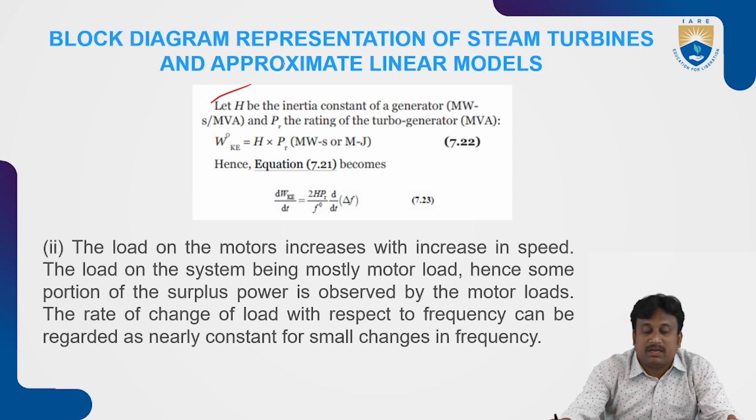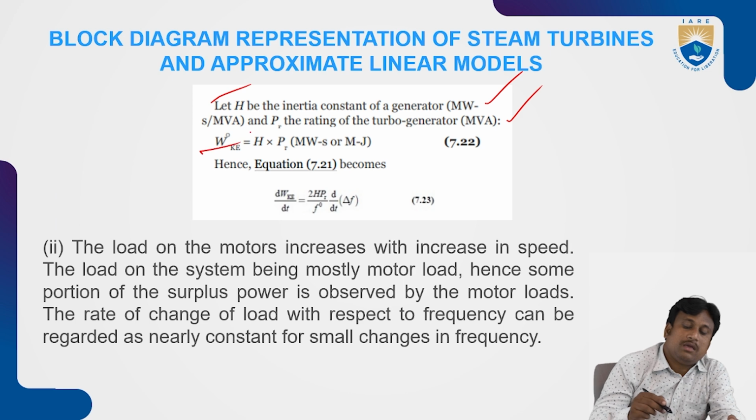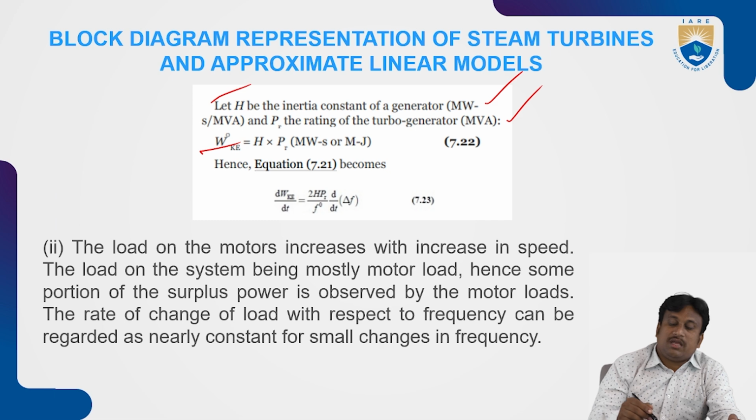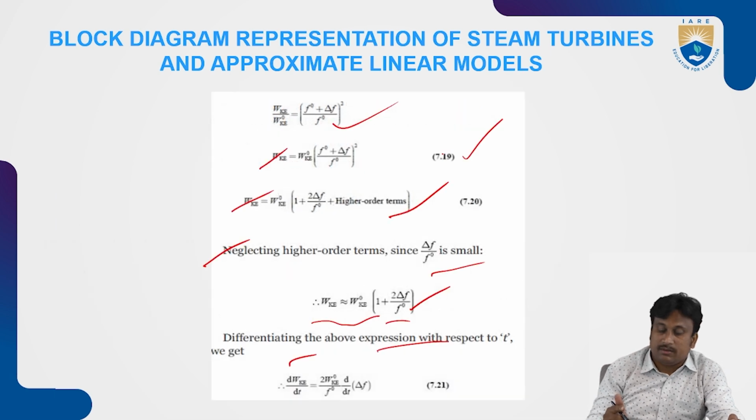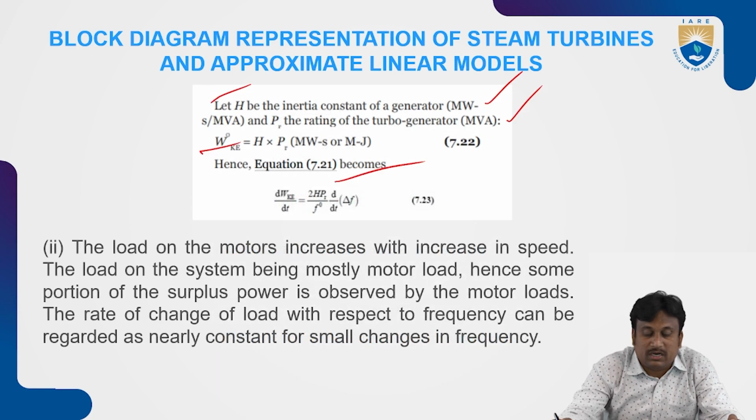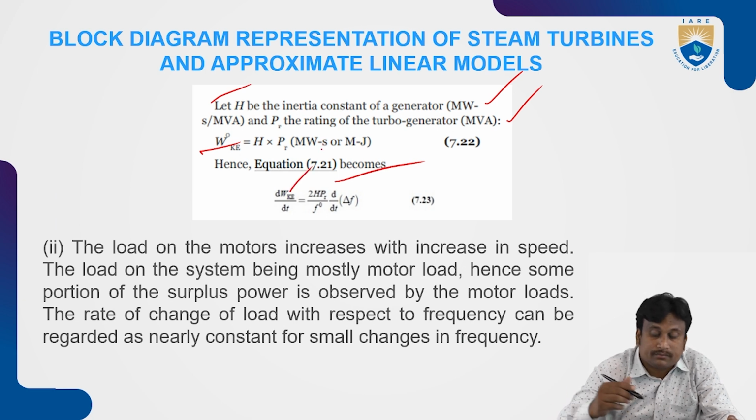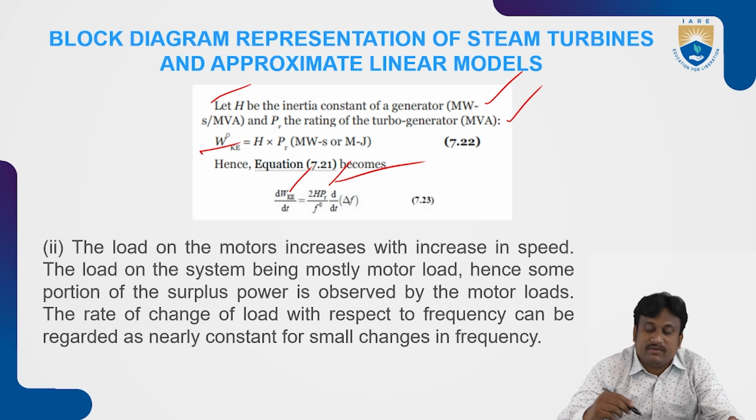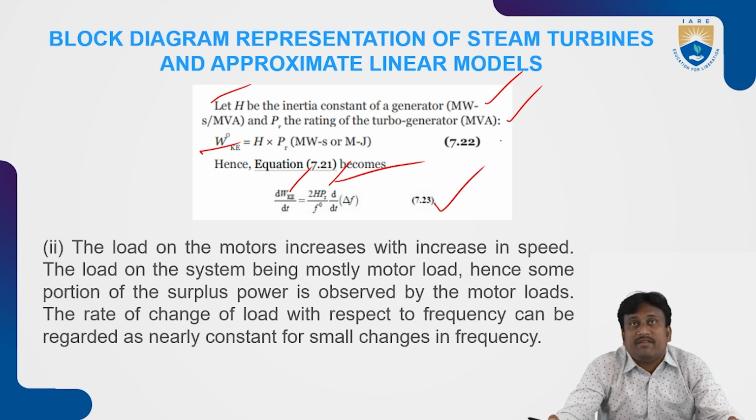So here let H be the inertia constant of the generator, which is considered in megawatt seconds per MVA, and PR the rating of the turbo generator in MVA. Then WKE naught equals H into PR in megawatt seconds or MJ. Then the equation can be represented as dWKE by dt equals 2 H PR by F naught into d by dt of delta F, which is represented as equation 7.23.